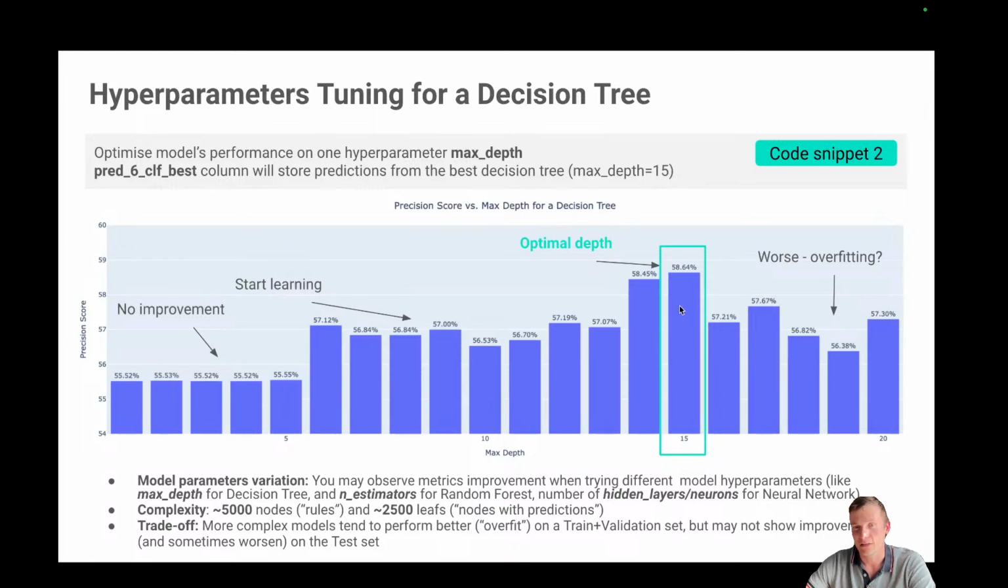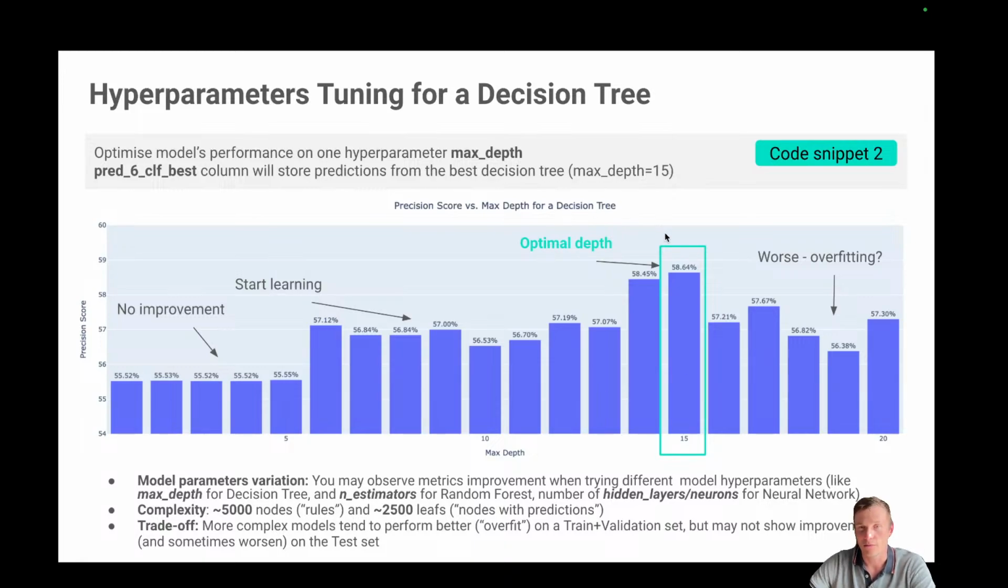And after that, when you increase the maximum depth further to 16, 17, and to 20, you start to overfit. So you will have a model that explains the train set perfectly, but not the test set.